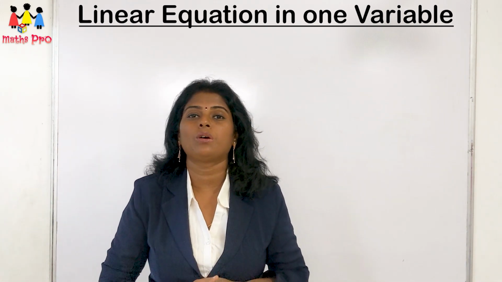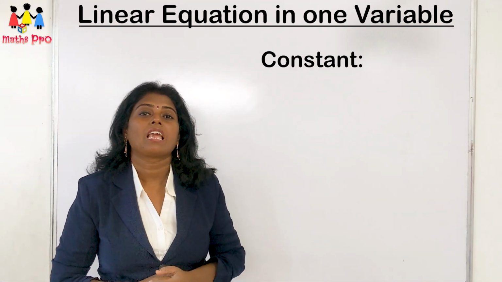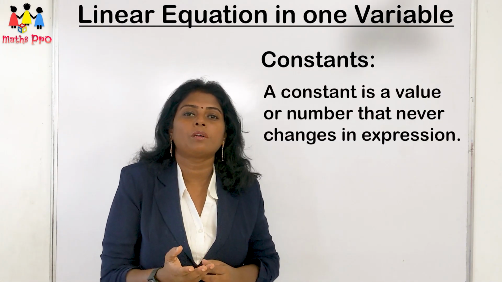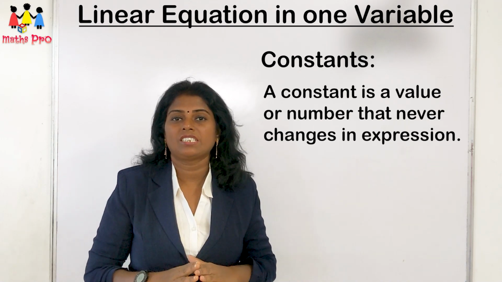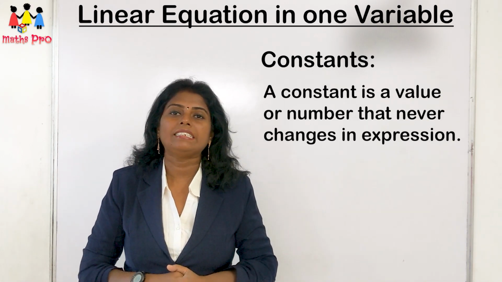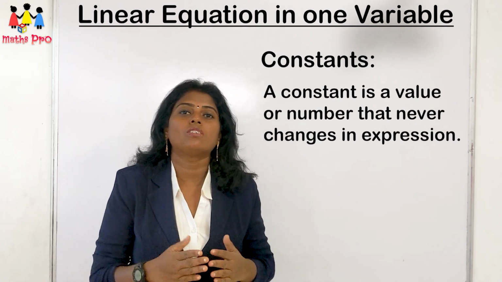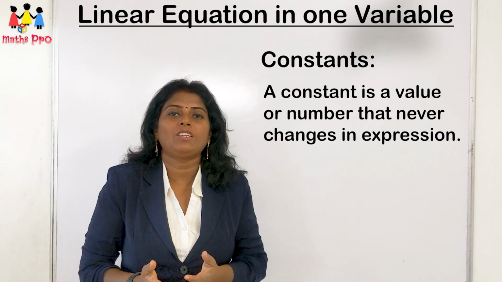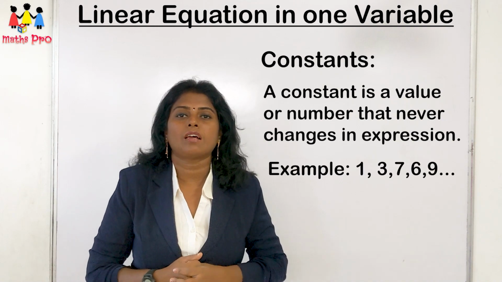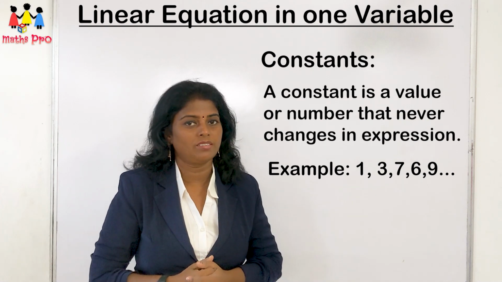Second, we are going to look at the constants. What is meant by a constant? A constant is nothing but the numbers. The value of the numbers does not change because it is stable for all the expressions and all the equations. So a constant always remains a constant because it is a number, it's a value, so it cannot change. For example 1, 3, 7, 6, 9 and so on.